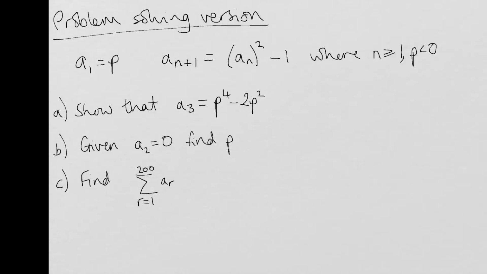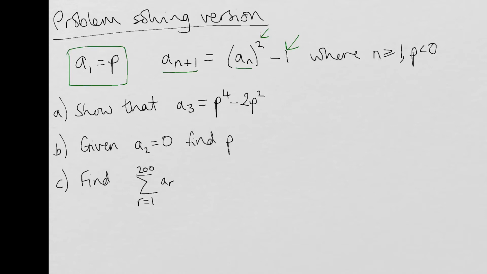So to take it into a problem-solving question, here we go. It looks more complicated than it is, so don't worry. So A1, which is our first term, is equivalent to P. My recurrence relation tells me that if I want to get to the next term in the sequence, I must take the previous term, square it, and subtract 1.